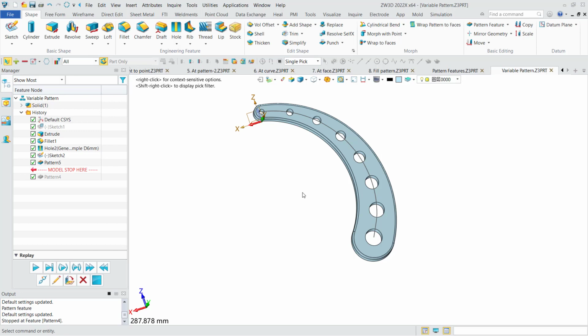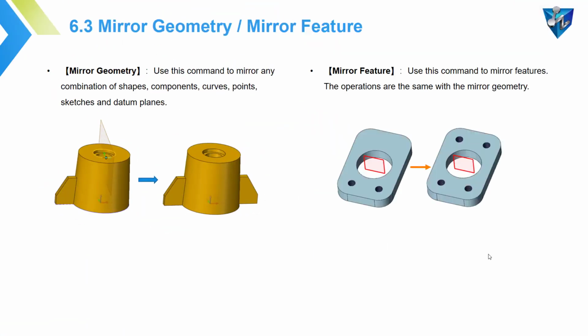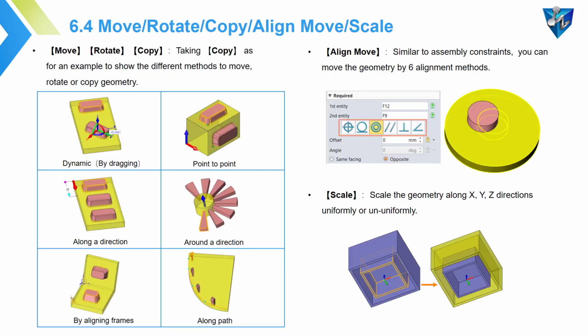Okay, this is all about the pattern geometry and the pattern feature. Okay, next let's talk about mirror. Compared to pattern, mirror is much easier to understand. Similar to pattern, ZW3D also provides 2 mirror commands to deal with geometries and features. Later I will show you in the software. Okay, now let's move to the next page.